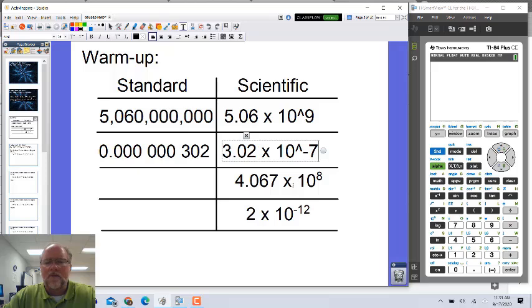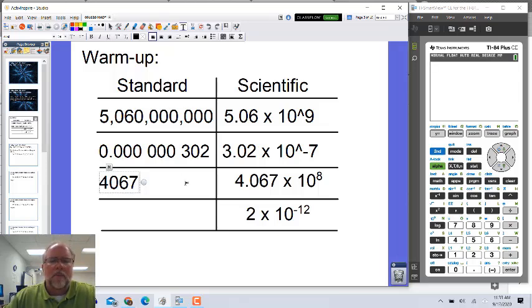Now if I already have the number written in scientific notation, we just have to translate it. I told you this is a big number because it's got a positive exponent, so I'll start all the way over to the far left-hand side, and I'll write my numbers, 4, 0, 6, 7, because those are my significant digits.